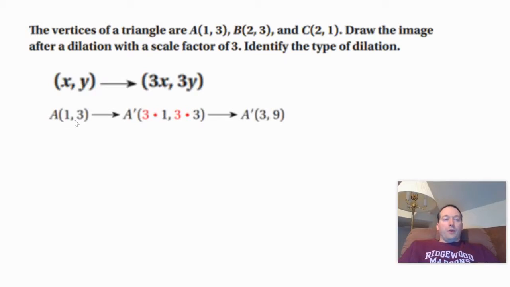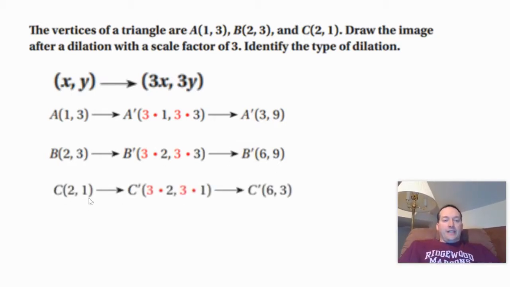So the first one is (1, 3). A prime is going to be 3 times 1, and then 3 times 3. So that comes out to be (3, 9). Point B is at (2, 3). So B prime is going to be 3 times 2 and 3 times 3, which comes out to be (6, 9).